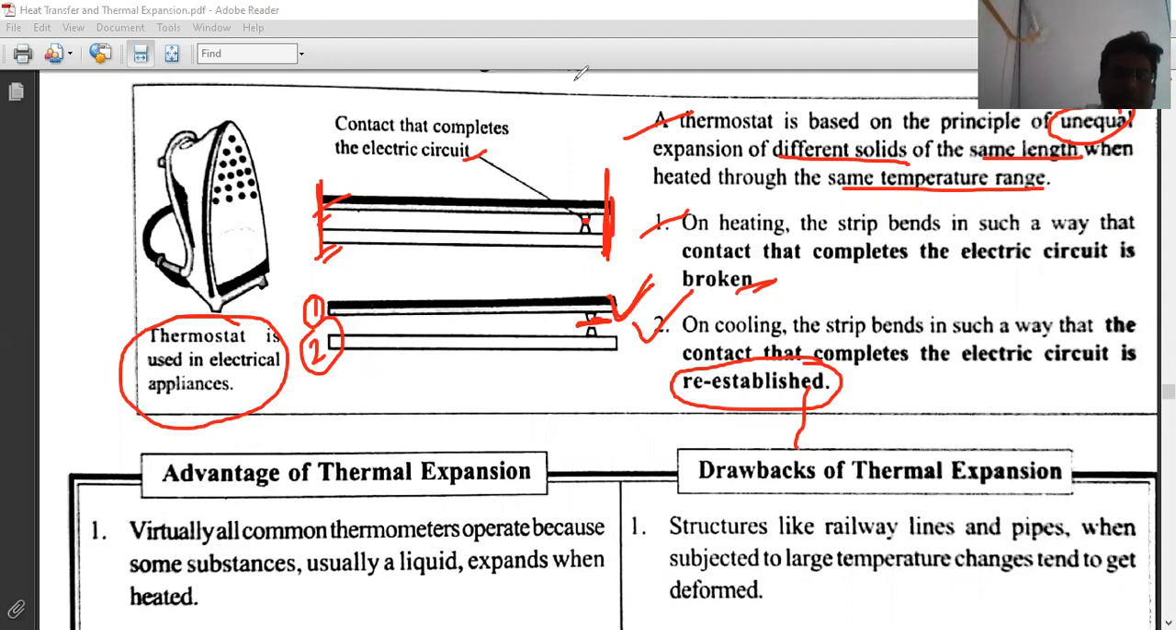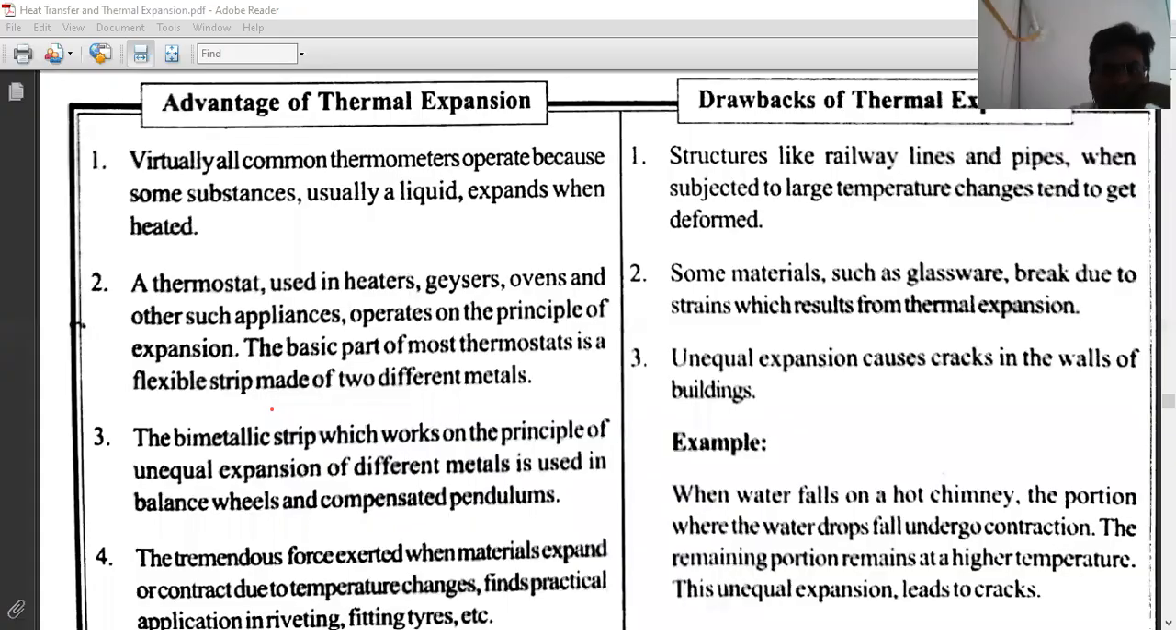So the basic point is when it is heated, the contact will break, and when it is cooled, it is again joined. That is called a thermostat. And on heating, their expansion is different, right? On cooling, both of the materials regain their original length. So now look at the next point, advantages of thermal expansion.